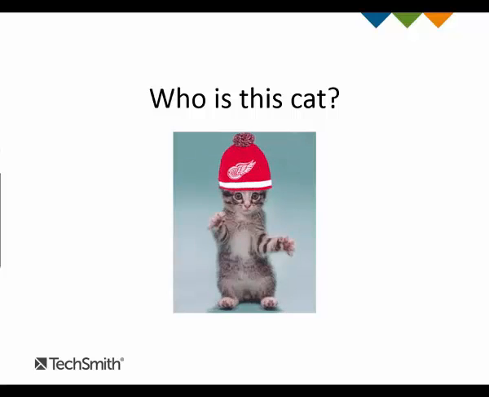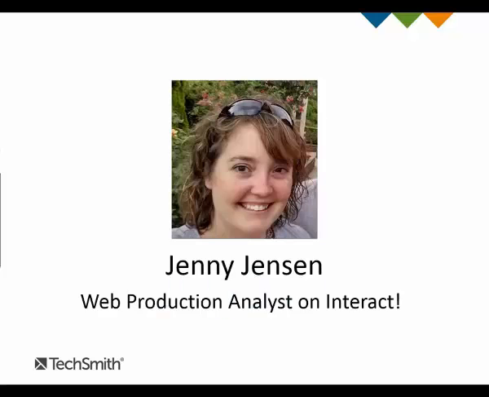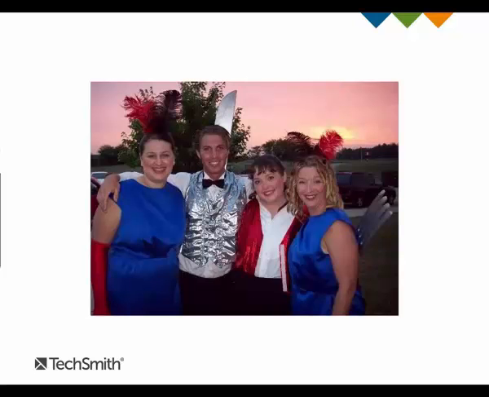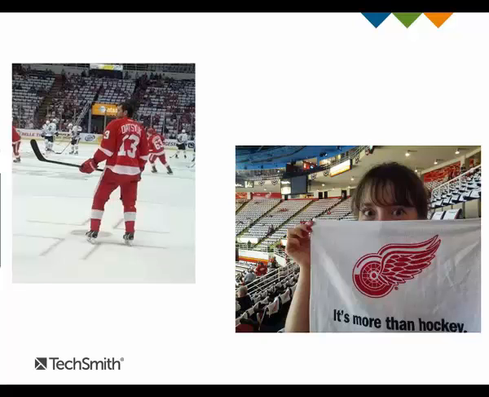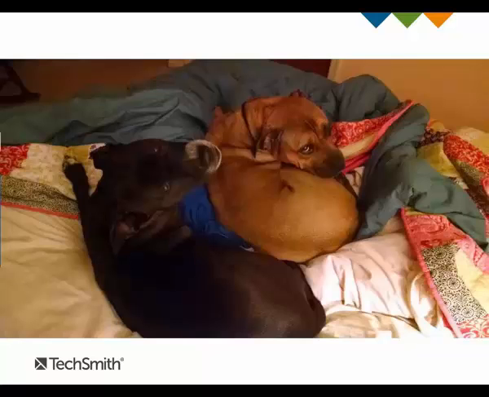My name is Jenny Jensen. I am a web production analyst on Interact, which is fancy words for I push our product binaries out to the web, and among other illustrious activities at TechSmith. I also am a theater enthusiast, a Red Wings fanatic. There's that soup, Steve. Are you happy? I also have two shelter dogs. Tesla is on the right and Annie Edison is on the left. They look very scary, but they'll just lick you to death.